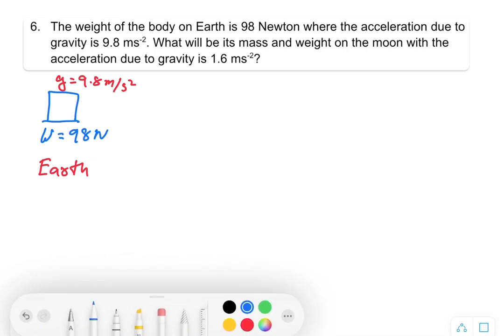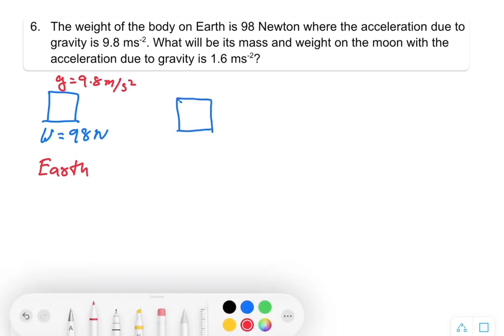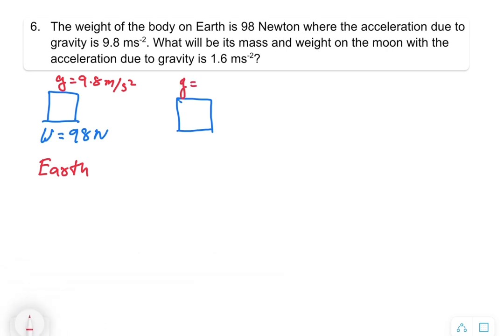Now the same body will be weighing differently on moon. Here the acceleration due to gravity is just 1.6 meters per second square. We need to find the weight. We also need to find the mass.